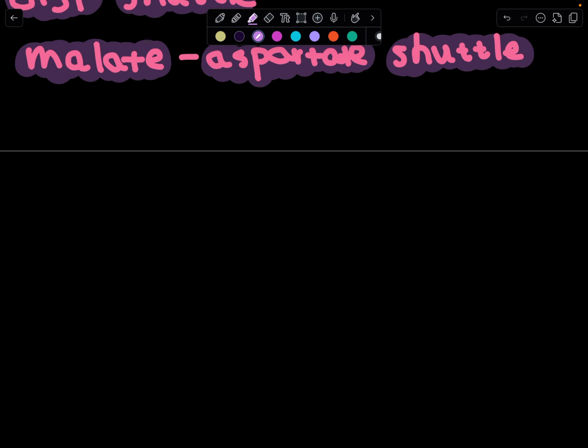Could you tell us 2-3 sentences about it? The G3P shuttle in brain and muscle moves electrons from cytoplasmic NADH to the mitochondria. NADH reduces DHAP to G3P in the cytosol, regenerating NAD+ for glycolysis. Then, G3P donates electrons to FAD on the inner mitochondrial membrane via glyceraldehyde 3-phosphate dehydrogenase, forming FADH2, which feeds electrons into the electron transport chain at complex 2 to produce about 1.5 ATP. This shuttle is fast and suits the high-energy, quick response needs of brain and muscle.